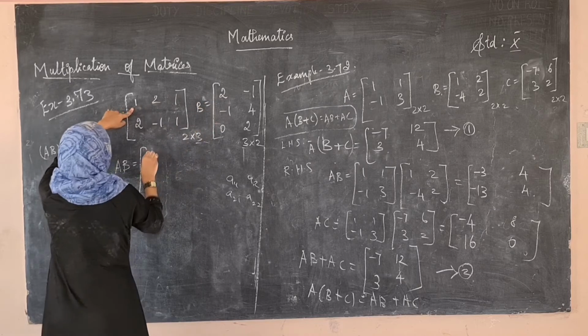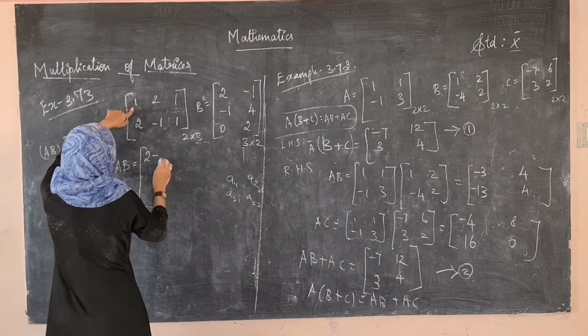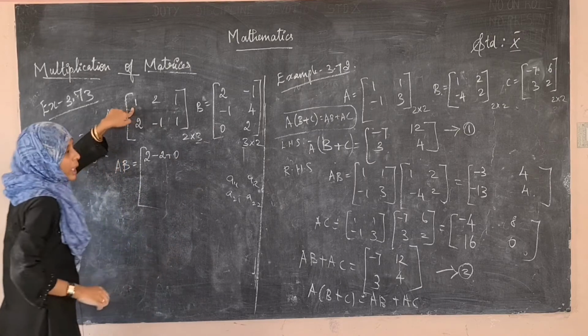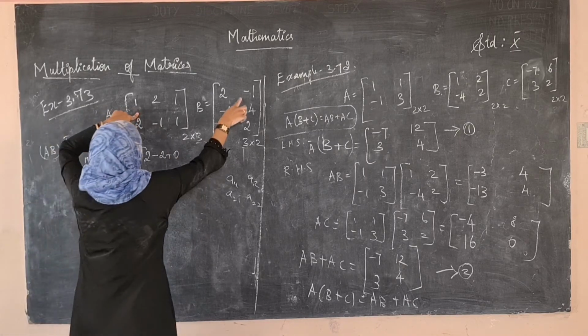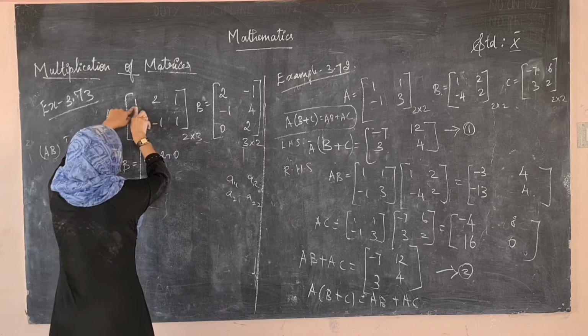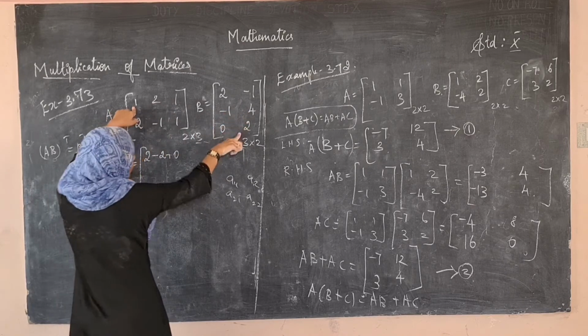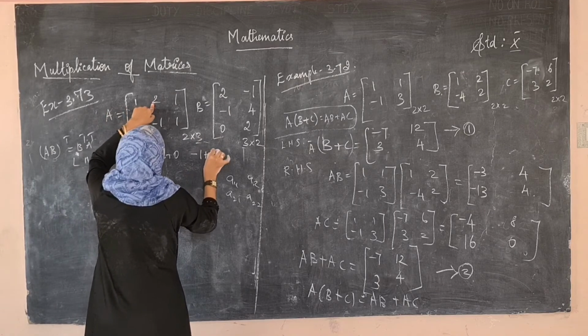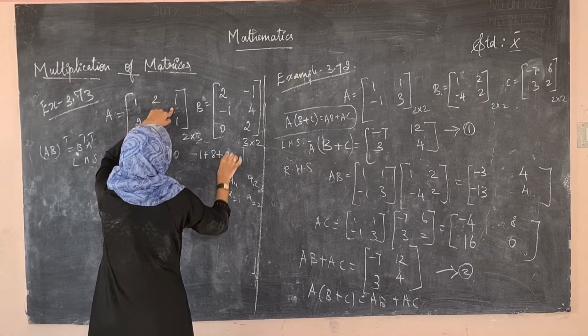1 into 2 is 2. 2 into minus 1 is minus 2. 1 into 0 is 0. Okay, and again first row, second column of second matrix. First row is 1, 2, 1 here, minus 1, 4, 2. 1 into minus 1 is minus 1. 2 into 4 is 8. 1 into 2 is plus 2.